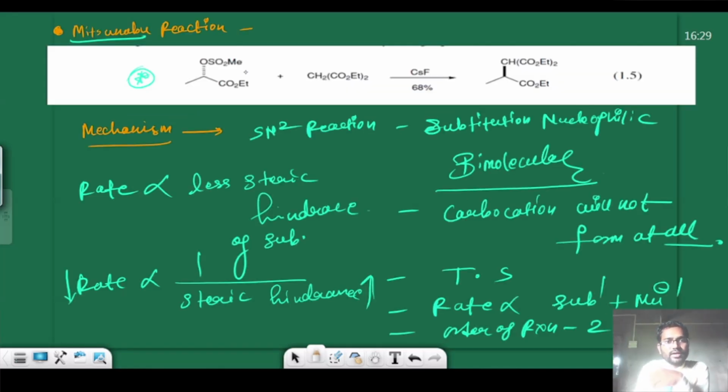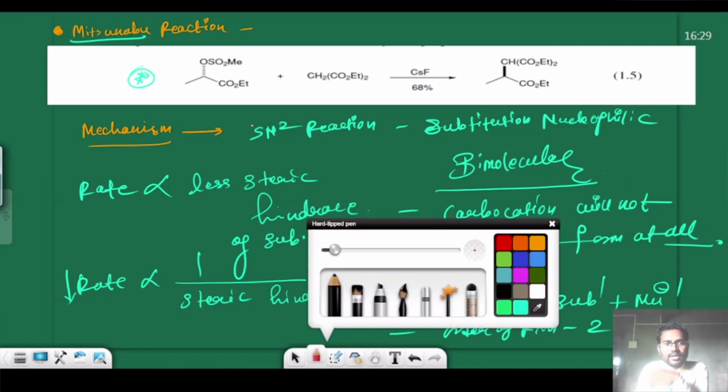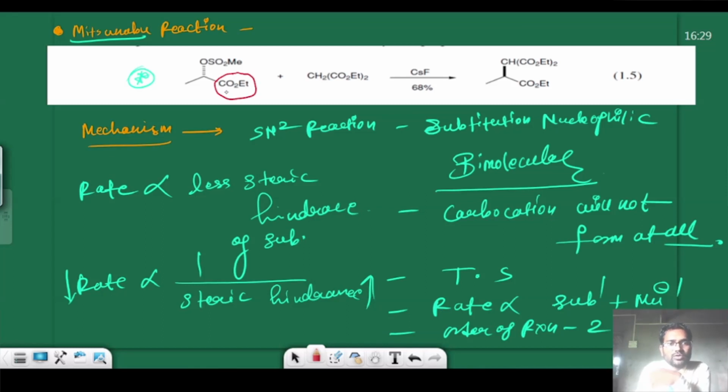Okay, so here the ester group is present over here. So this is the ester group. And to this ester group, further, the alpha carbon is present over here, and this alpha carbon contains the sulfone group, the sulfonyl group. Okay, so this is what the reaction is. This is connected with the dash bond over here, so this becomes away from the observer.